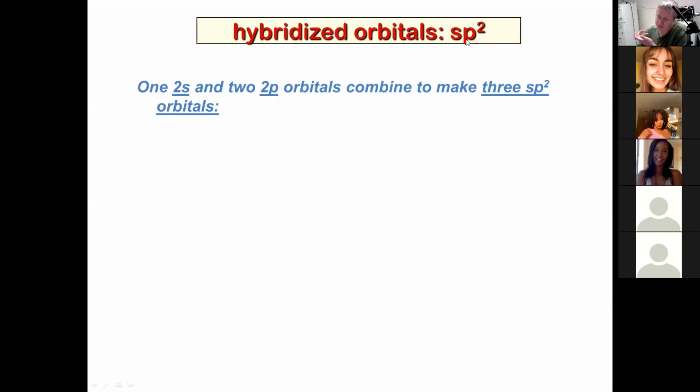So what about sp2? Here, we have one 2s orbital and two 2p orbitals combined to make three sp2 orbitals. What do we have left over? Somebody say it. So we have one 2p. How many 2p's do we have total? Three, right? So we have three 2p's total. So when you do this sp2 arrangement, you have an extra 2p orbital, right? You have an extra 2p orbital. And so that's going to be an empty orbital that you can put stuff in, right?